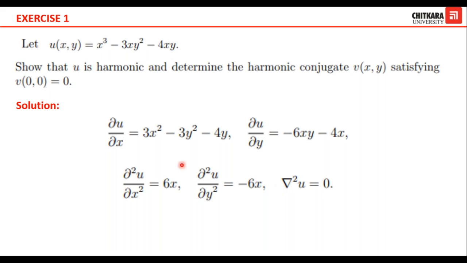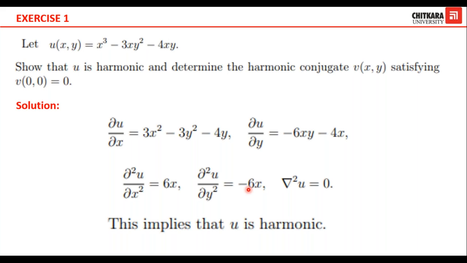So I'm just quickly rushing this because you can simply calculate them. del u by del x is this, del u by del y is this. So you can calculate the second order partial derivatives, and you can simply check that the Laplace equation is satisfied. That means del square u by del x square plus del square u by del y square becomes equal to zero. And since they are 6x and minus 6x, they are polynomial functions, so they are continuous also. And hence we can say that u is a harmonic function, right?